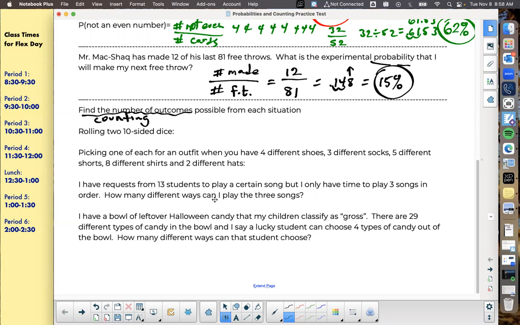Rolling two 10-sided dice. Well, rolling each die is independent. Because each one has nothing to do with the other, this is going to be the fundamental counting principle, which means you multiply the number of choices. So there's 10 possibilities from the first roll, and there are 10 from the second roll. So there would be 100 ways to roll two dice if they were 10-sided.